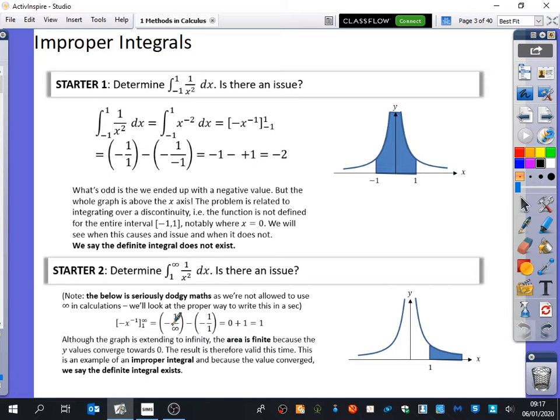This is an example of an improper integral. This is what we mean by an improper integral, something that's got an infinity sign in it. That was what we'd call an improper integral. And because the value converged, we say that the definite integral exists. So it could either exist or it could not exist. If it doesn't exist, it means it wouldn't converge to a particular value.